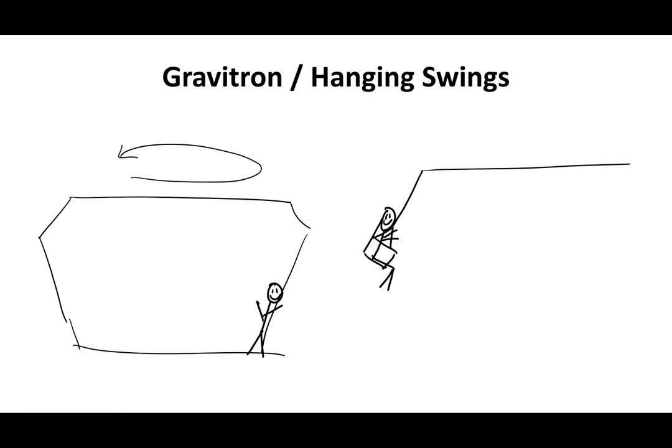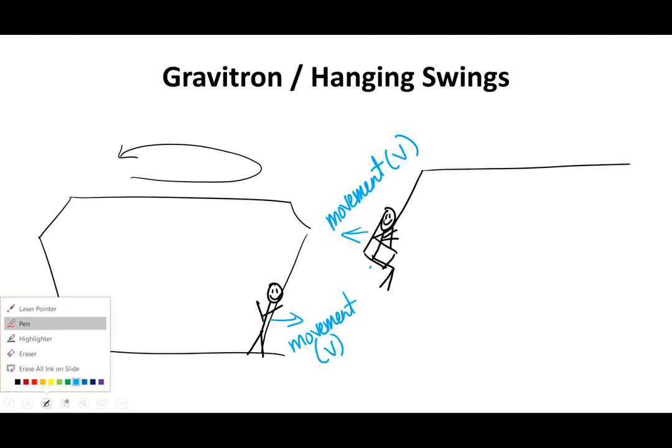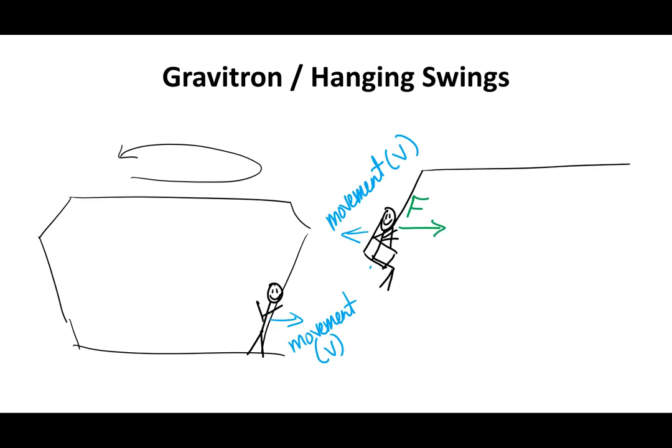It feels like you're being pushed outward. Well, here's what's actually happening. You are trying to move in the outward direction. So this is your movement, which is the velocity or speed. What's actually happening is the swing's tension is pulling you back in. The side of the Gravitron is pushing you back in. But because the perspective is from you, it feels like you're being pushed outward when actually you're being held in.